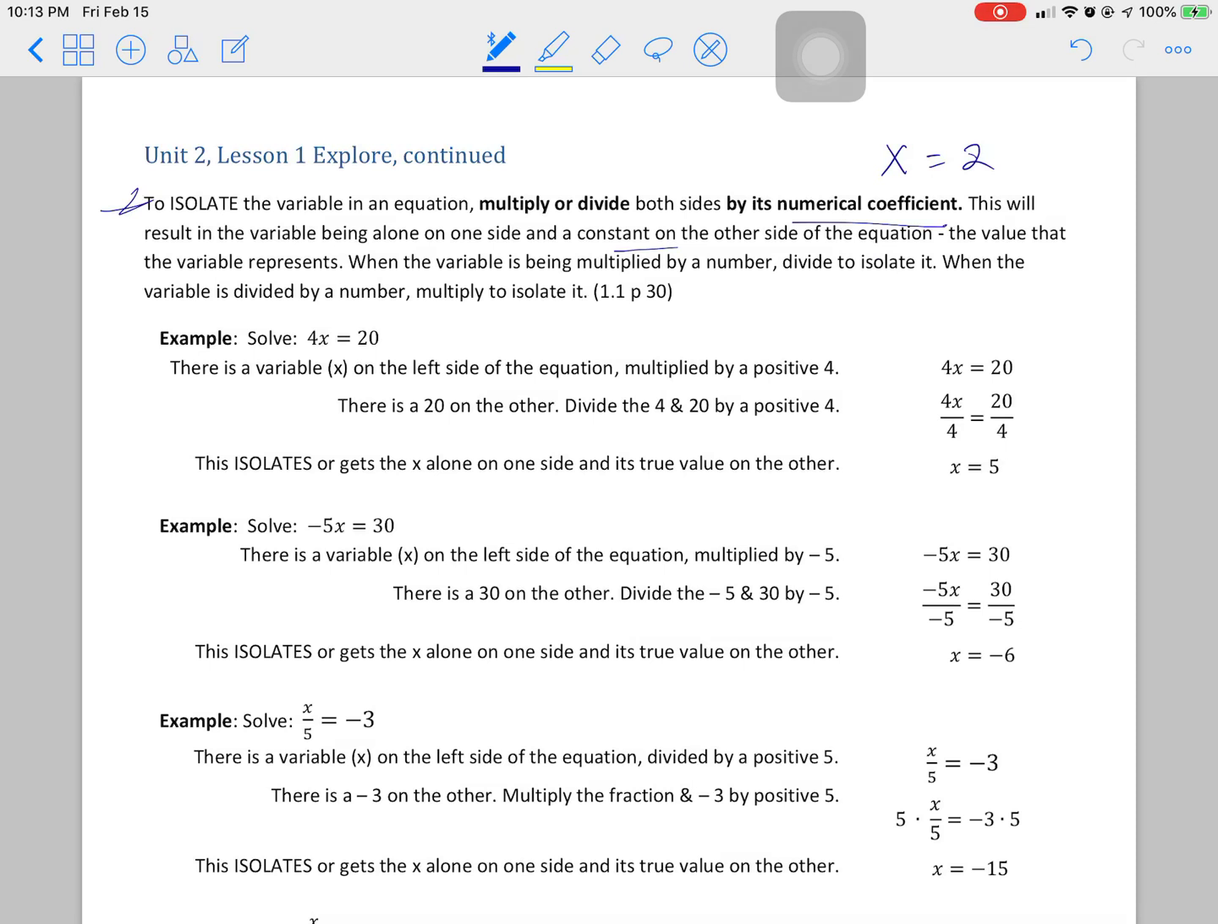When a variable is being multiplied by a number, divide it to isolate it. When the variable is being divided, you need to multiply to isolate it. So that's the verbiage for that. Let's practice what they're saying.